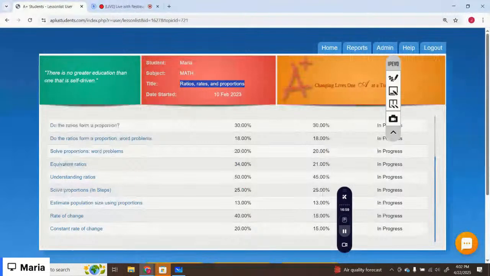I'm on grade 7 math. The chapter we are on right now is ratios, rates, and proportions. Let's just start with learning ratios.